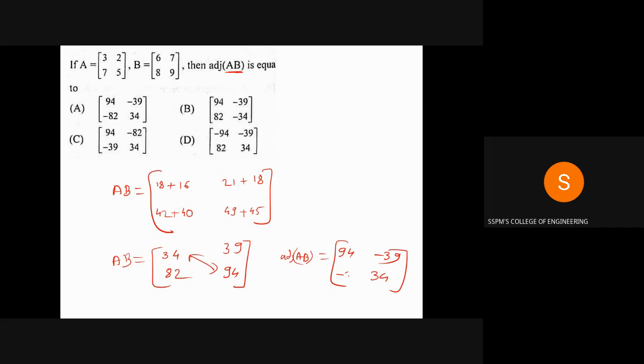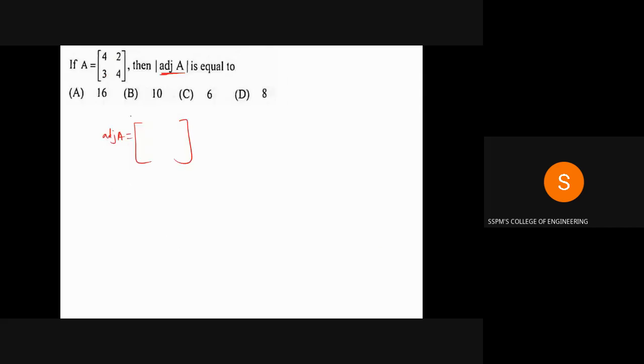See here we have to find, A is given and determinant of adjoint of A is to be found here. Okay, therefore adjoint of A. What is adjoint of A? Adjoint of A is 4 and 4. They will interchange their positions. So 4 and 4, nothing will change. 2 becomes minus 2, 3 becomes minus 3, and determinant of this.